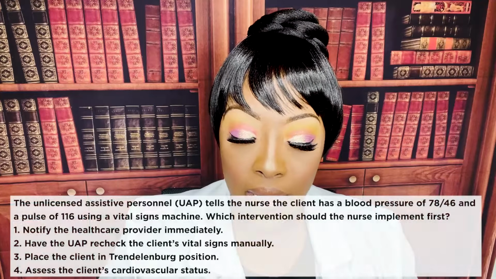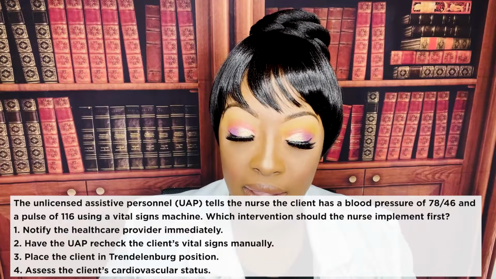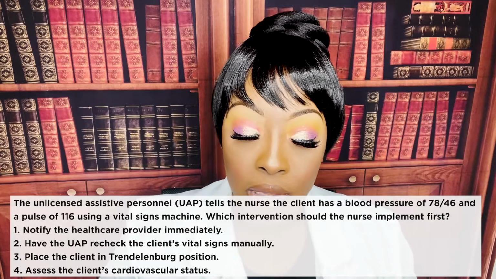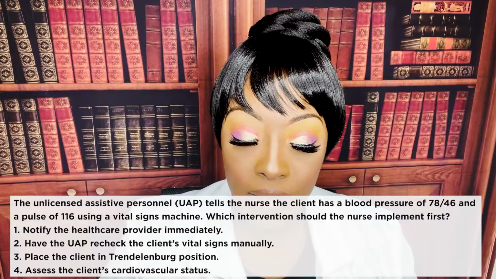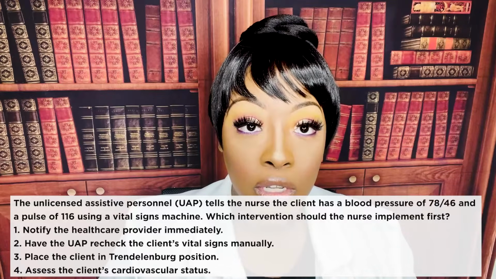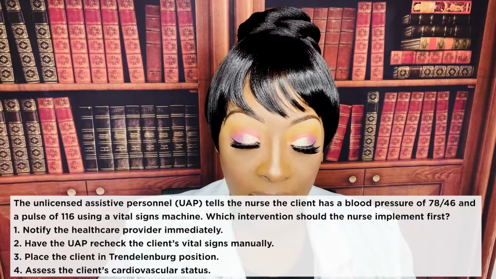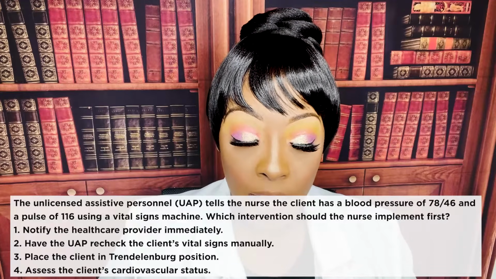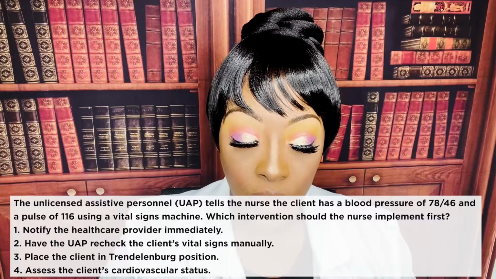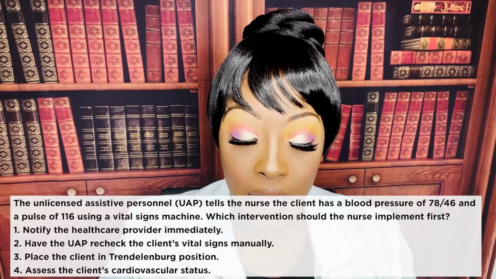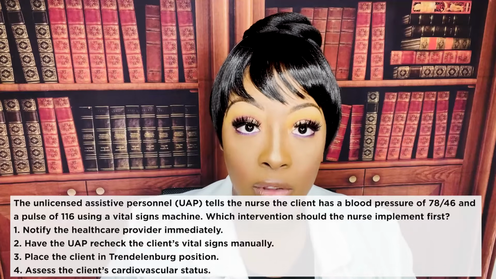Next question. The unlicensed assistive personnel tells the nurse that the client has a blood pressure of 78/46 and a pulse of 116 using a vital signs machine. Which intervention should the nurse implement first? 1, notify the doctor immediately. 2, have the UAP recheck the client's vital signs manually. 3, place the client in Trendelenburg's. Or 4, assess the client's cardiovascular status.